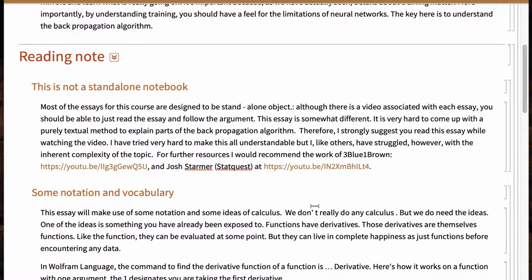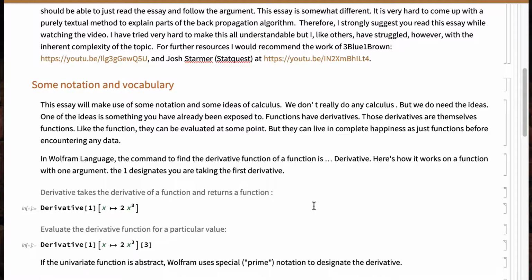Let's start with some calculus. Sorry. The good news is we don't actually do any real calculus. We just use their ideas. And one of the ideas is something that you've already been exposed to in this course, which is that functions have derivatives. And those derivatives are themselves functions. So, like the function, they can be evaluated at some point. But in Wolfram language and in the real world, they can live in complete happiness as just functions before encountering any data. So it's important to distinguish between a function, which is a standalone object, and the function applied to data or evaluated at some point.